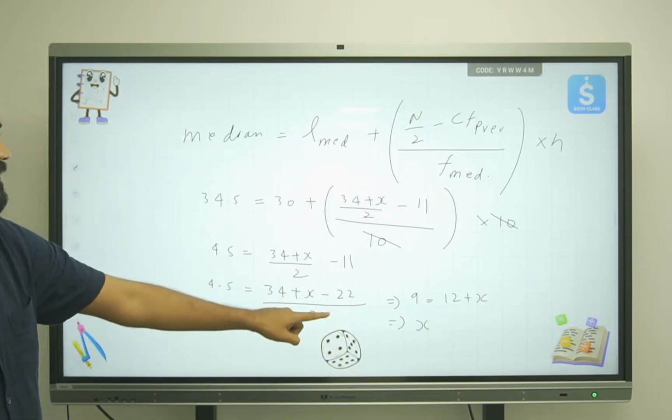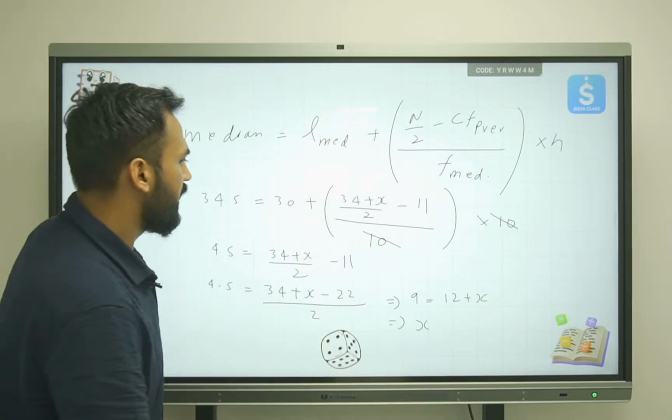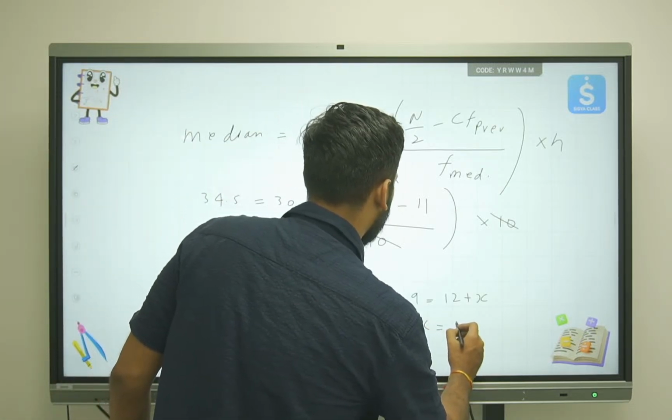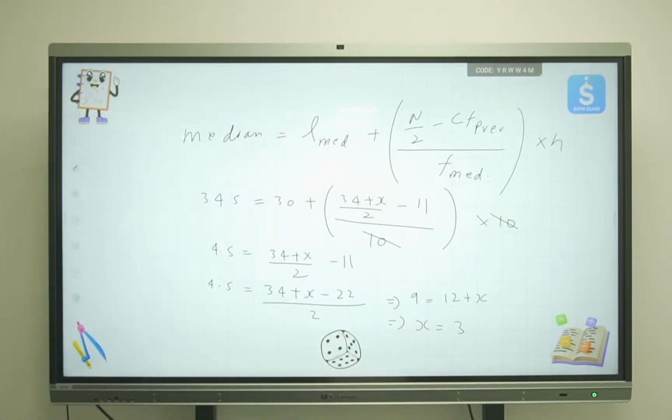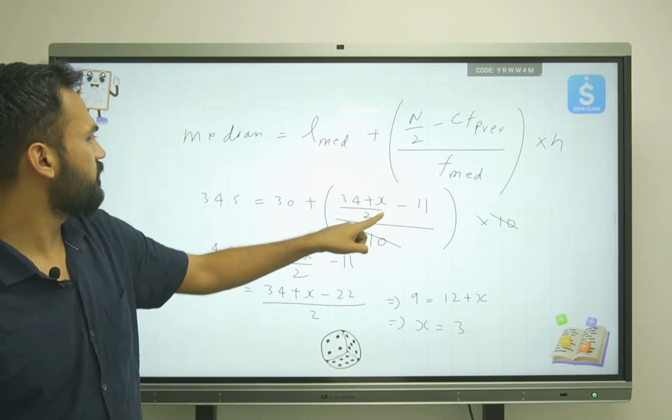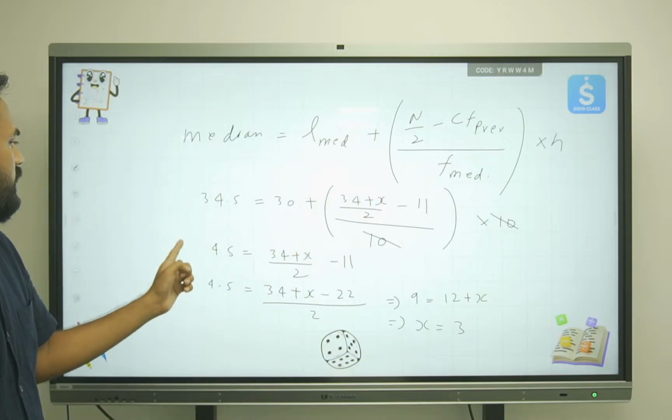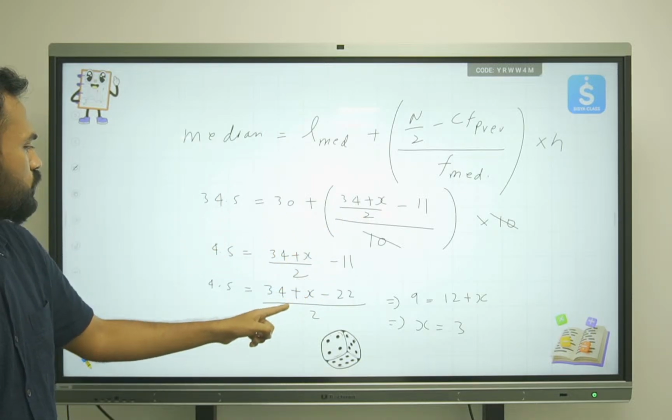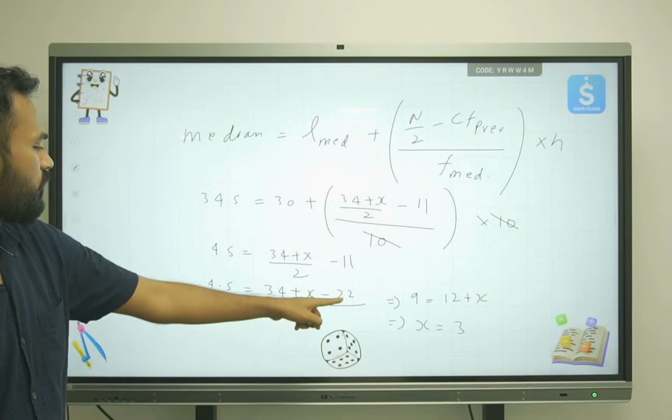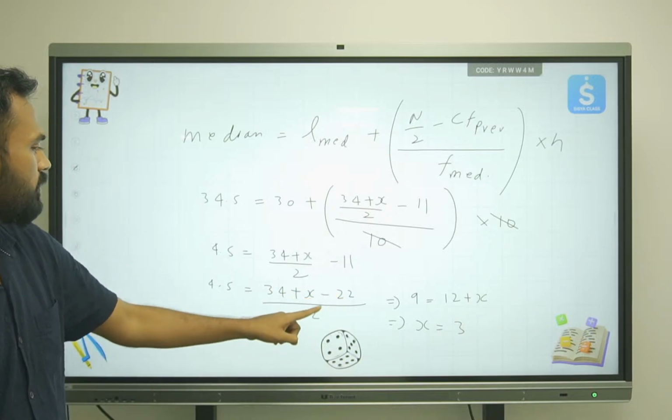12 plus x is equal to 9. x will be 9 minus 12, which is 3. Clear? Is there any mistake over here? 34 plus x minus 22, and this 10 gets cancelled. 30 goes over there. 4.5 minus 12 minus 22. 4 minus 2, 2. 3 minus 2, 1.